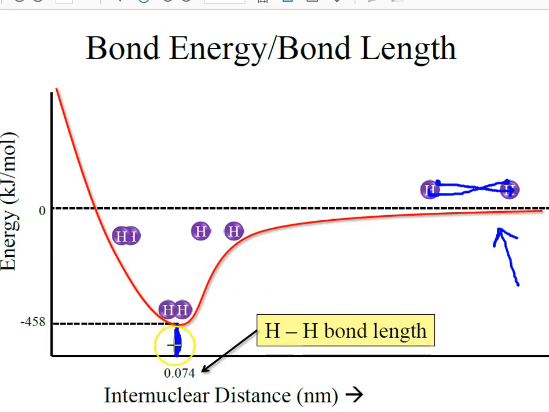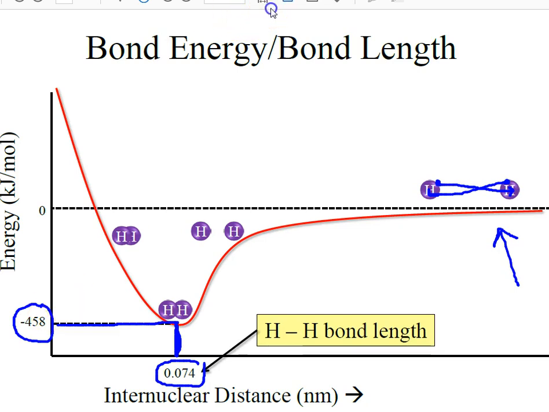So from this graph, we can say, okay, right here, if we go down to the x-axis, that's where the distance is located, then we can figure out what the bond length is. And if we go over to the y-axis, where the energy is, we can figure out what the bond energy is. Again, this would be the energy that you need if you want to break the bond, but the energy that you get if you make the bond.